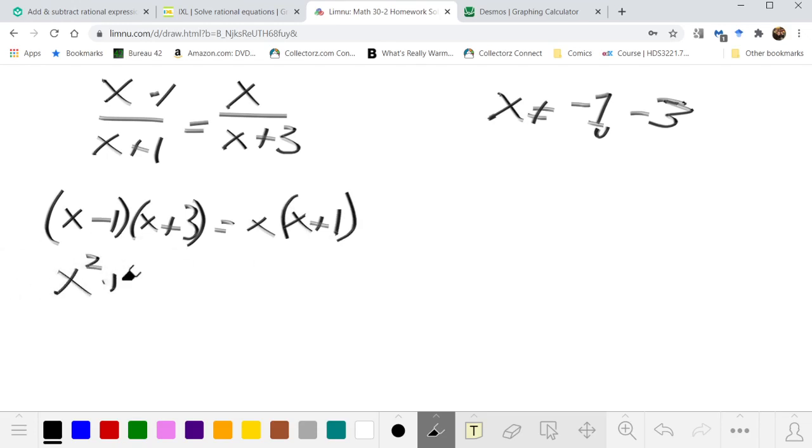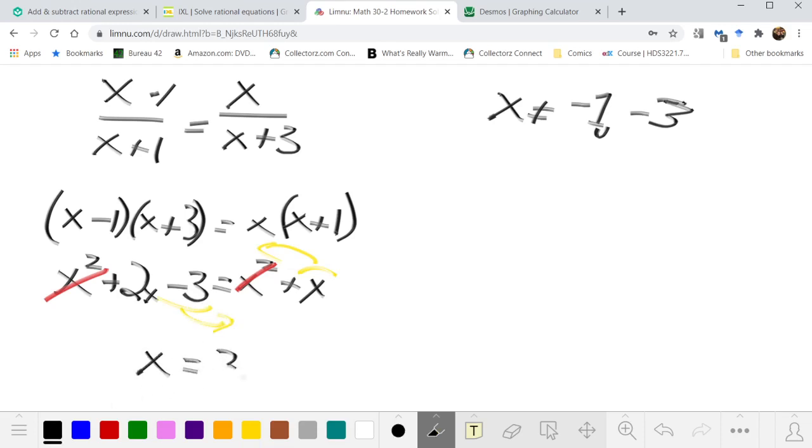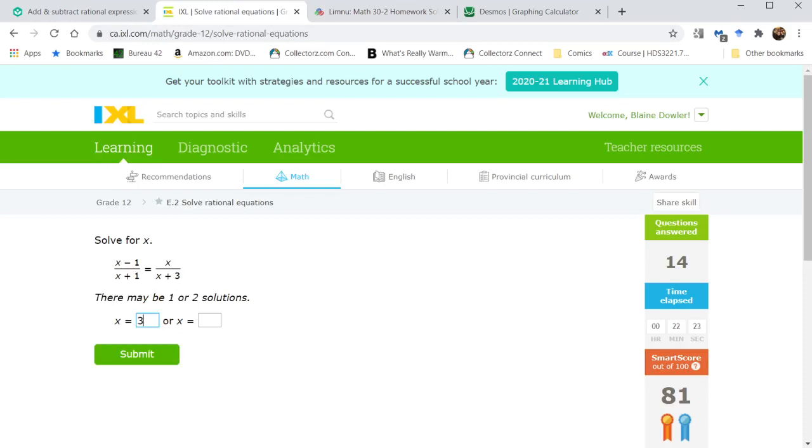We have x squared plus 2x minus 3 on the left, and x squared plus x on the right. Our x squared terms cancel, so I'm going to move our x term to the left and our negative 3 to the right. That leaves us with x equals 3. Negative 3 is forbidden, positive 3 is allowed, which would be 2 over 4 or 1/2, and 3 over 6 is 1/2. So yes, 3 is our solution.